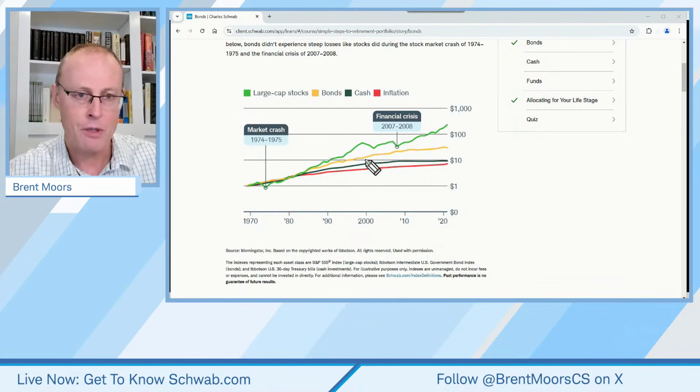Well, what happened to bonds during that time? Well, bonds actually held up. That's the yellow line right here, bonds. The yellow line.